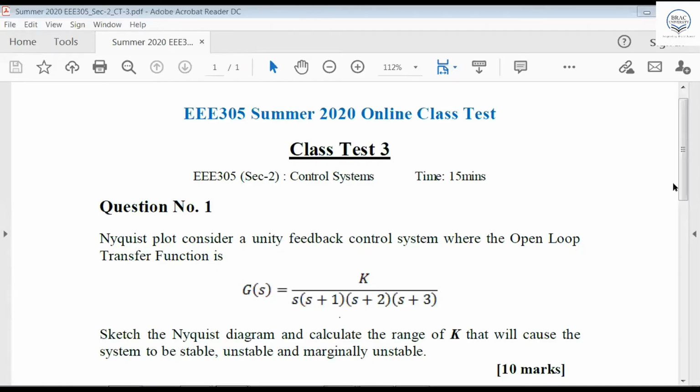Yes, what's wrong? Sir, we can't see the questions. Okay, you get a snapshot. I sent by email and it's on the BUX. Can you see now? Can you see the question paper? Yes, sir. Okay, go ahead.